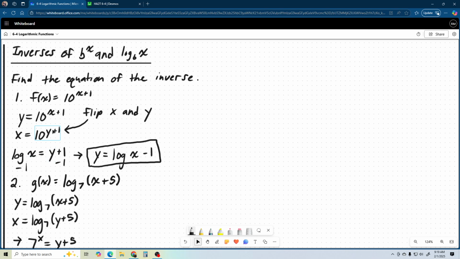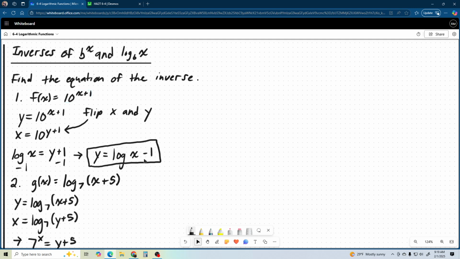So our exponent here was y plus 1. Now we are going to move the negative 1 over, because we want to get y by itself, and we will end up with y equals log x minus 1. So this here, y equals log x minus 1, is the inverse of 10 to the quantity x plus 1. Kind of neat, right?